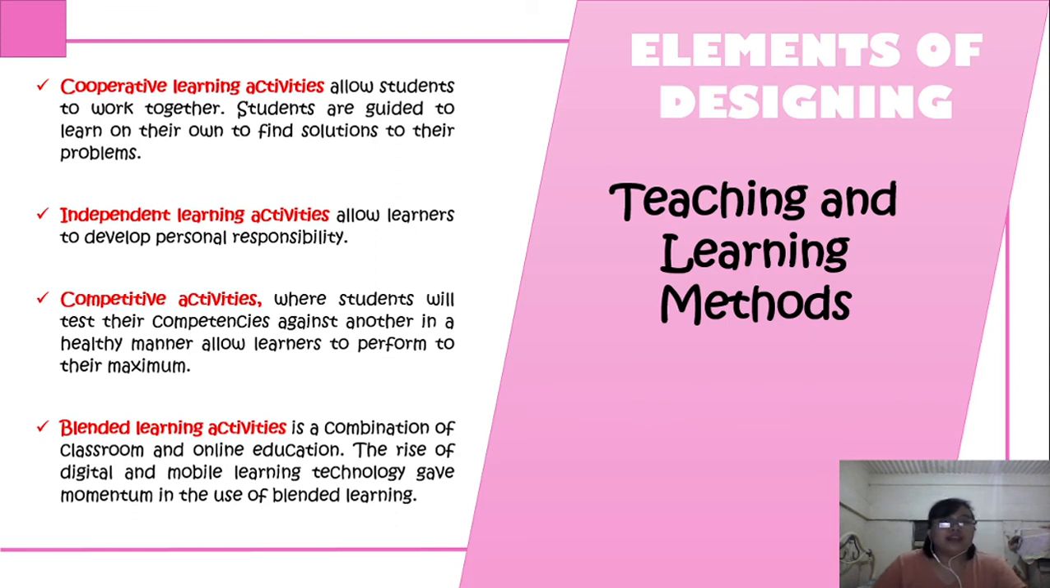Next, we have the independent learning activities. It allows the learners to develop personal responsibility. These activities allow the students to improve their degree of independence to learn and how to learn. So in here, the student is responsible for their own learning. This strategy is applicable for fast learners.